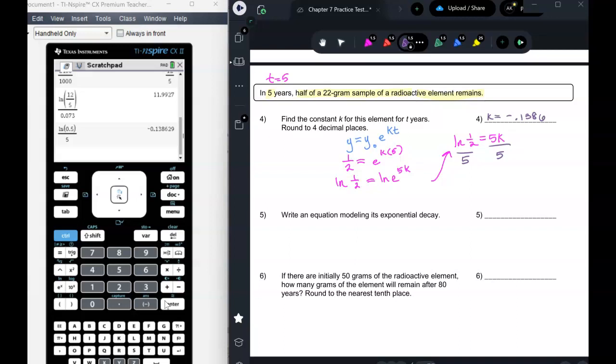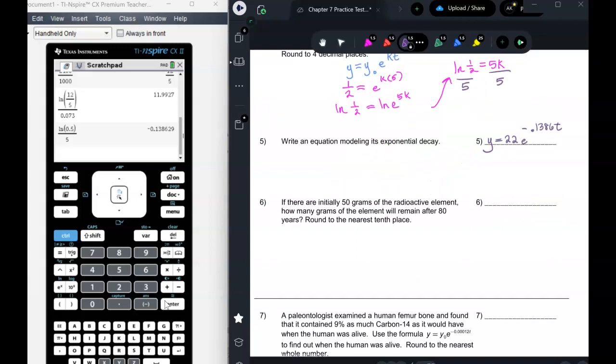Okay, write an equation modeling its exponential decay. Do I have an initial amount of what I started with? 22. e is automatically going to go into that formula. We've now solved for k, which is negative 0.1386 t. Right, but now we want to come up with an equation so that we could plug in any value for t.